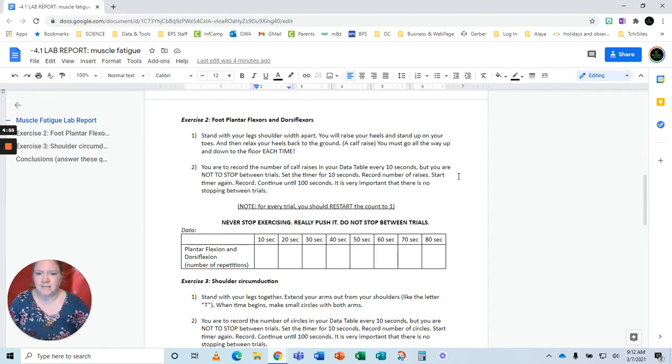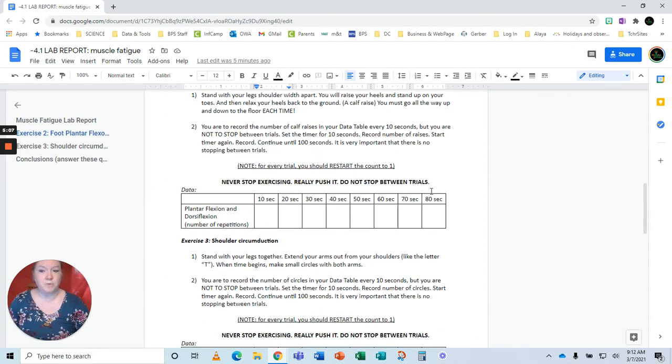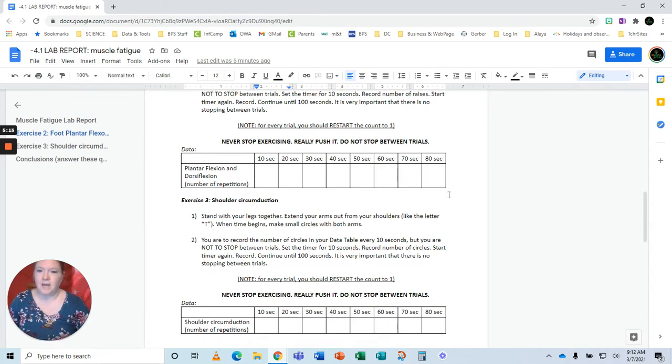So set the timer for 10 seconds, record the number of raises, start the timer again, record, continue until 100 seconds. It is very important that there's no stopping between trials. So if you have to write the numbers down, you're going to write it quickly and restart. Note, for every trial, you should restart the count to 1. So never stop exercising, really push it. Do not stop between trials.